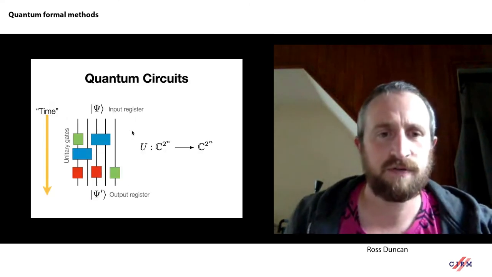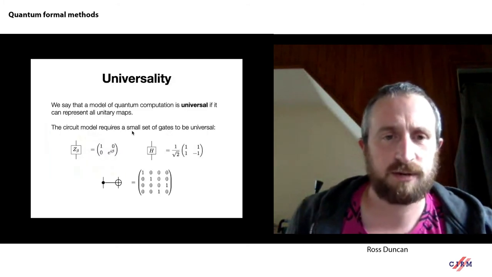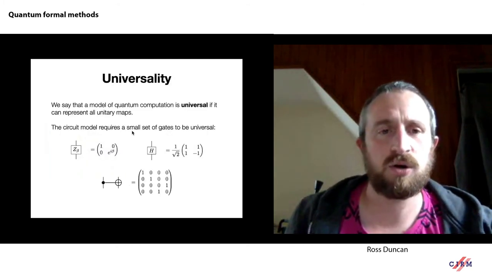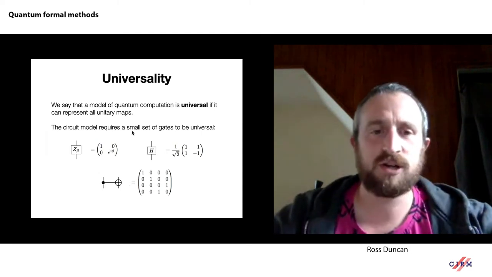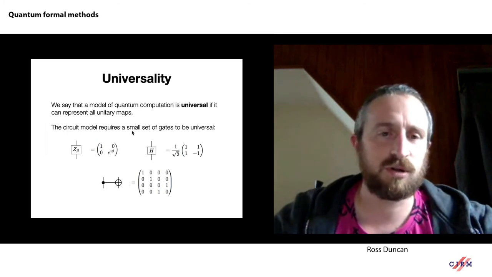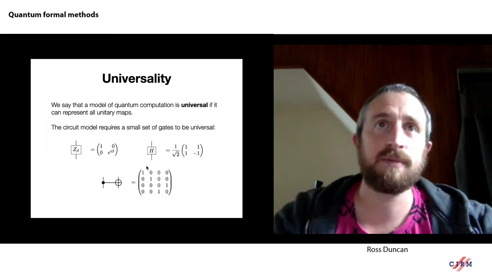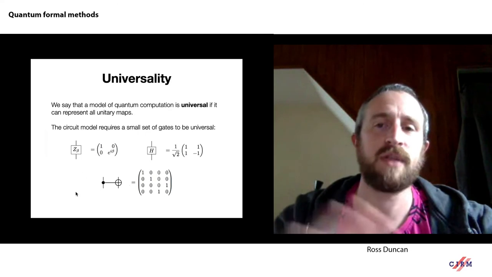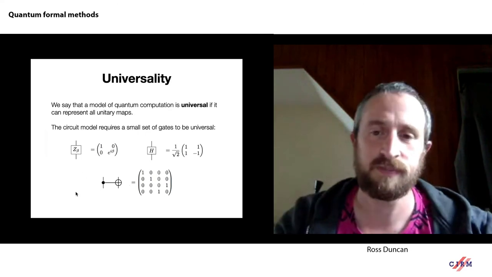The only thing I really want to get to is two things. First of all, I just want to set up some terminology. So I call any model of quantum computing universal if it can represent all unitary maps. And in the circuit model, we don't need that many gates to be universal. If we have Hadamard and CNOT and the Z rotation, that's a universal set of gates. I can build any unitary I want out of those.